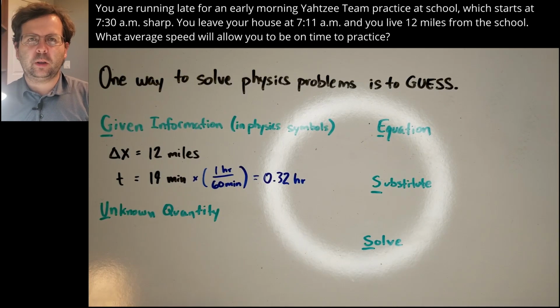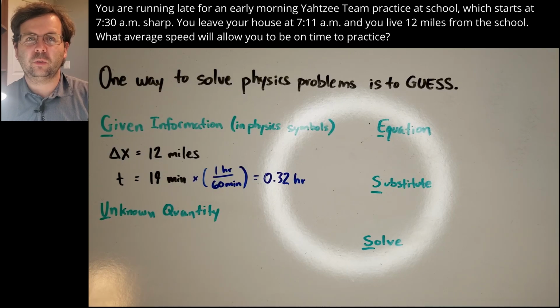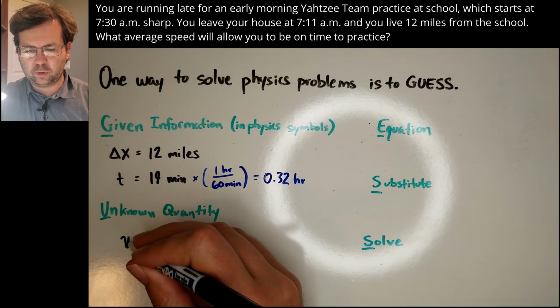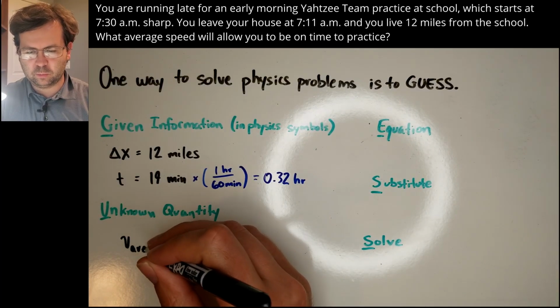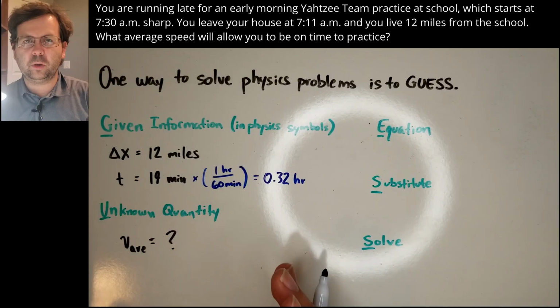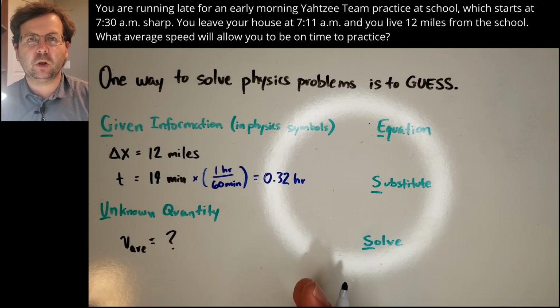What is the unknown quantity? You can usually find the unknown quantity by reading the last sentence of the word problem. It's usually in the question that it asks you. Not always, but often you can find it there. So it says, what average speed will allow you to be on time to practice? So average speed is our unknown quantity that we want to find. Using more physics symbols, I'm going to write average speed is question mark. We don't know that. So this is the first and most basic step to solving word problems in physics: to write down everything you know and don't know.